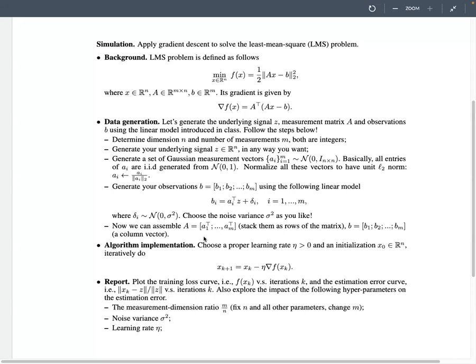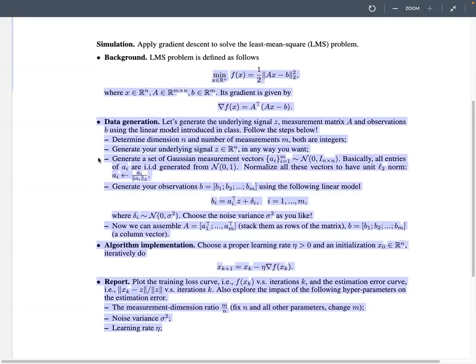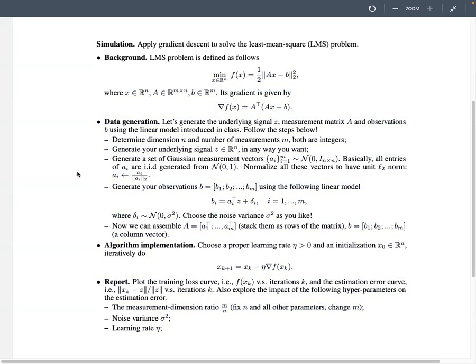After all this, we have matrix A, your measurement matrix. We have the noisy observations vector B, right? And given A and B, the least square problem is well defined. So up to this step, you have created your own least square problem.